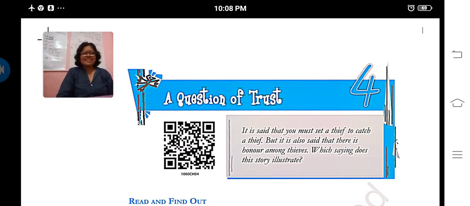We are going to begin this lesson, a question of trust, lesson number 4. What is the meaning of a question of trust? Children, we all trust each other. You trust me, I trust you. But if either of us breaks the trust, it will be in a question mark.